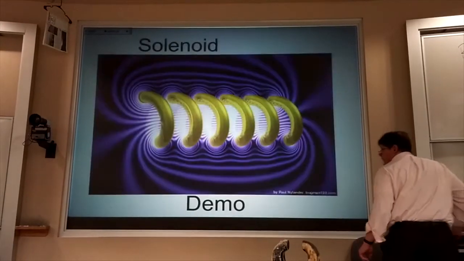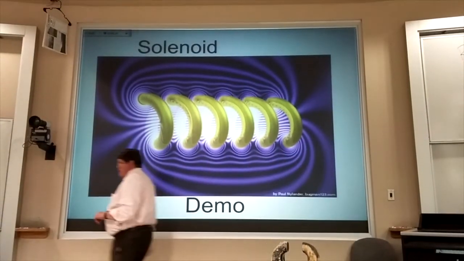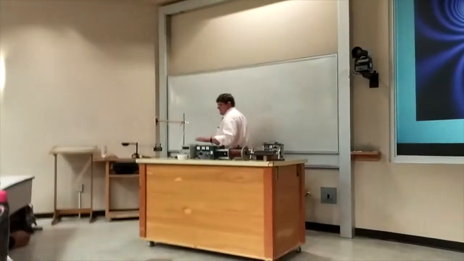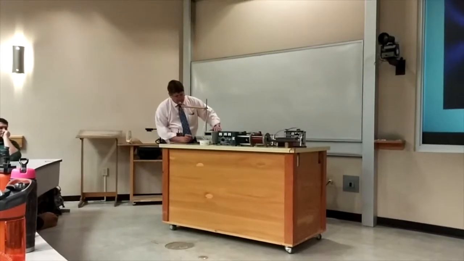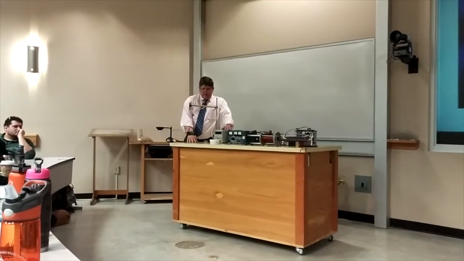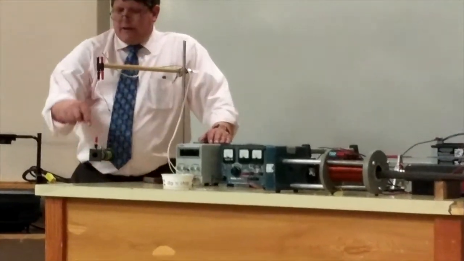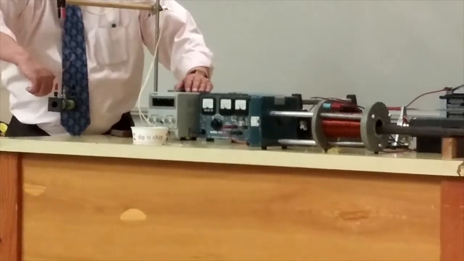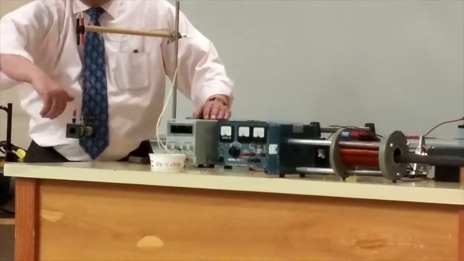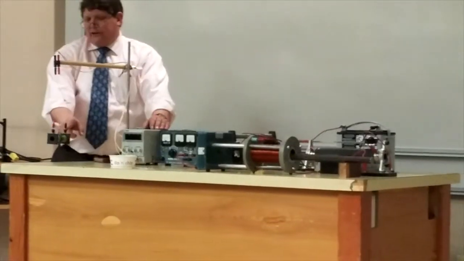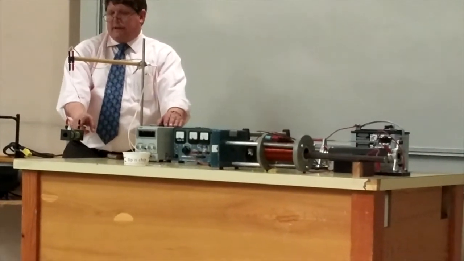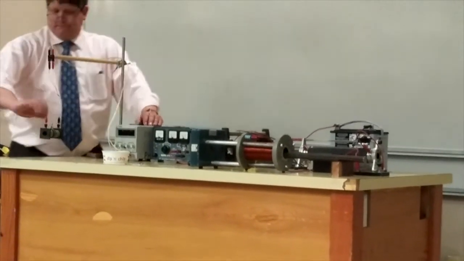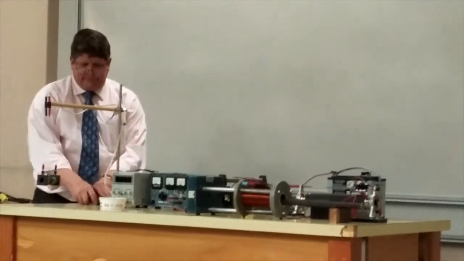Now I have a solenoid here. It doesn't have any current going through it right now because I haven't pushed the button. When I push the button, conventional current's going to come down this lead. It's going to go around this solenoid this way. That's going to make this side here with the black lead the North Pole.